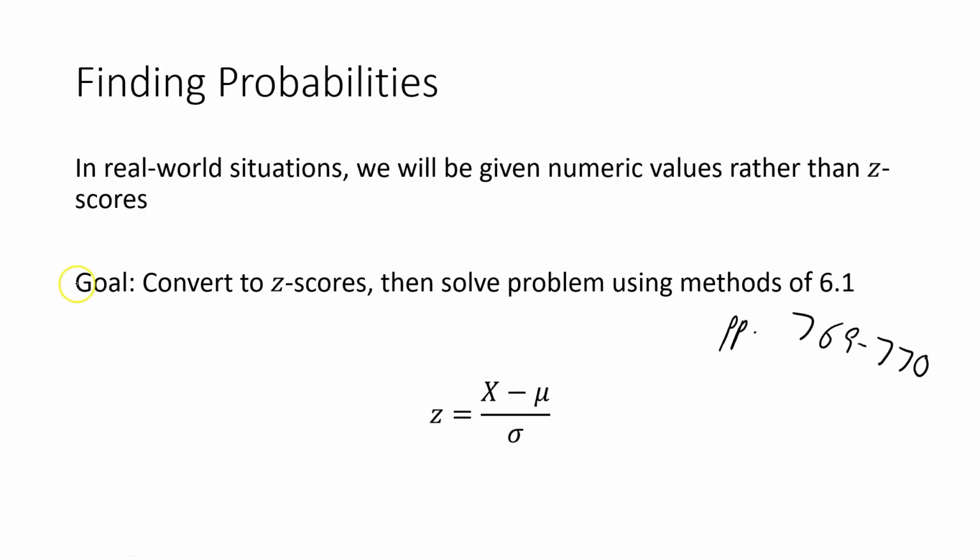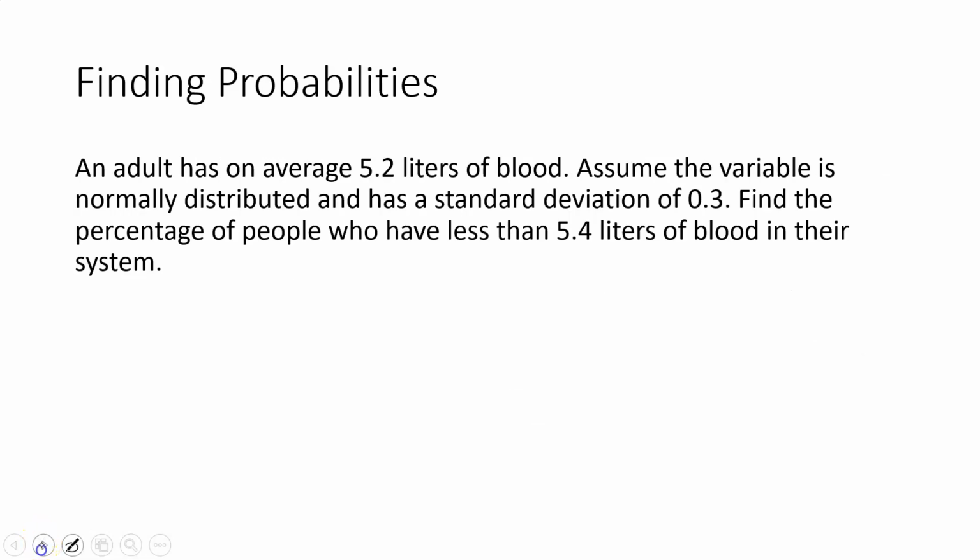In this type of problem, our goal boils down to this. We want to convert the given numeric values to z-scores, and then we're going to do exactly what we did back in section 6.1. It's just adding one more step onto what we did in section 6.1. And again, I do put here the formula for calculating a z-score. Z is equal to the value minus the mean divided by the standard deviation. That is how we find a z-score. Let's take a look at a few examples here.